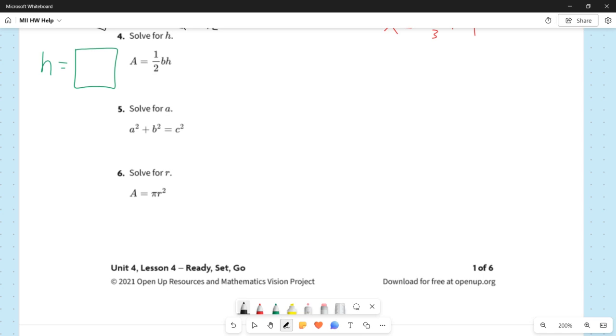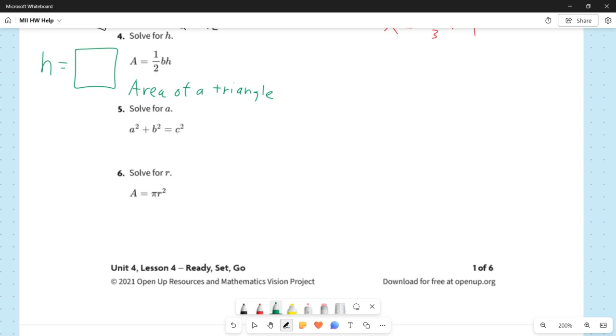Hopefully, you actually recognize this formula as being not just a bunch of random letters and numbers, but actually referencing something. This is the formula for the area, capital A, area of a triangle. 1/2 base times height, or base times height divided by 2.